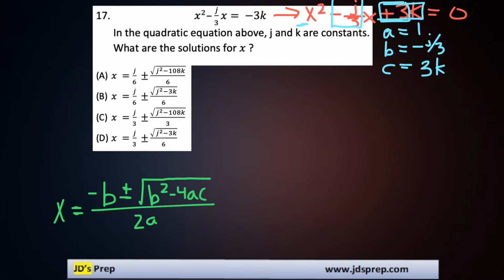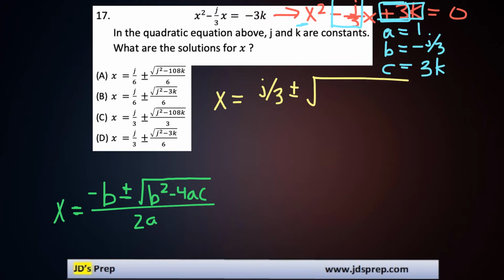Okay, so let's go ahead and start using the quadratic formula. So it's going to be negative b. Well, negative j over 3 is just positive. So it'd be positive j over 3 plus or minus the square root of b squared.